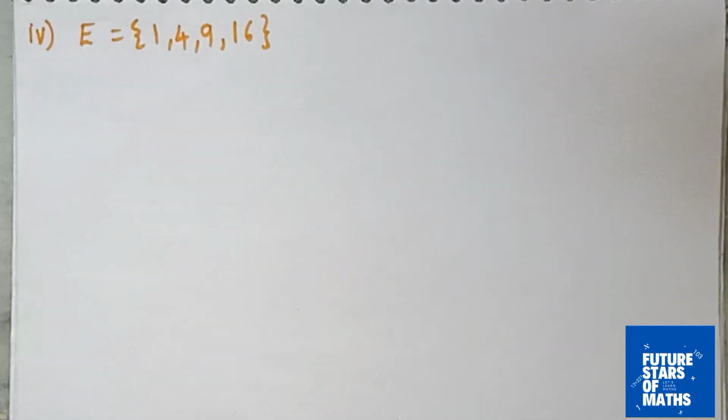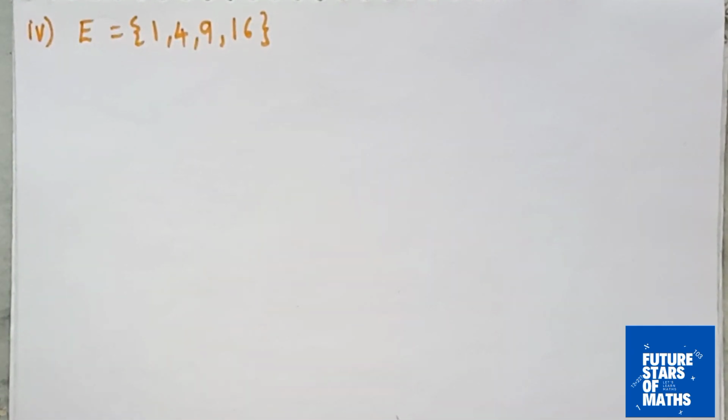Okay. Next one is E equal to 1, 4, 9, 16. It is similar to the third sum. In that, the elements were A, B, C and D. Now the elements are 1, 4, 9 and 16. So the same procedure we have to follow here and write the subsets. In the examination they can give any elements. Don't be confused. Whatever elements they are giving, we have to use those and write all the possible subsets.